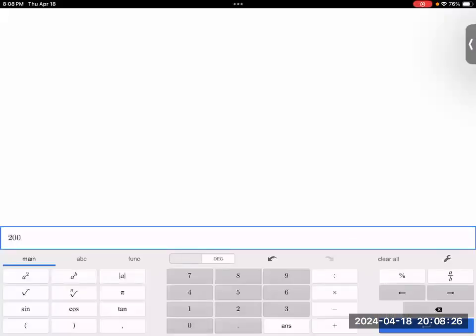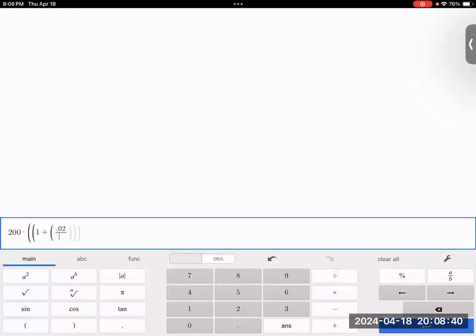All right. Now this time I'm going to do Desmos, and I'm hoping that I have all my numbers in my head. We said $200 times, let's see, I'm going to open up probably a double parentheses here, 1 plus 0.02 divided by 4.